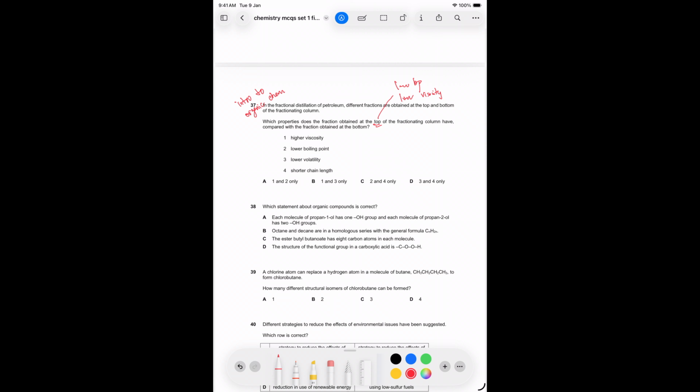Okay, and then let's look at the options. Higher viscosity, that's wrong. Lower boiling point is correct. Lower volatility is wrong. They have a high volatility, which basically means they can change state easily because they are all in the gaseous state, because they have a shorter carbon chain. So they are all gases. So only 2 and 4 are correct, so the answer is C.